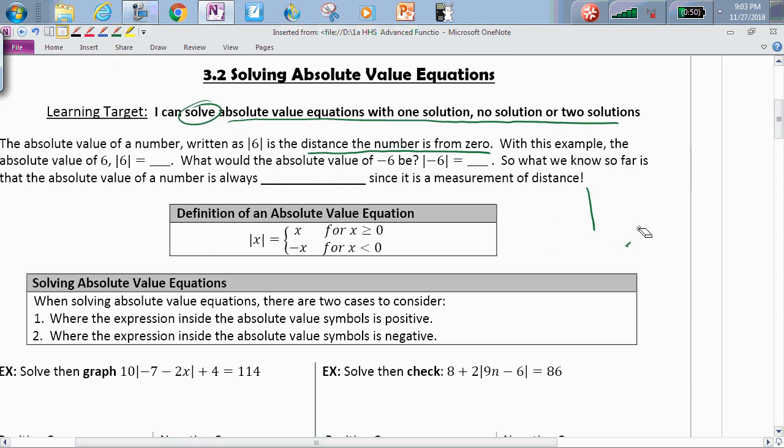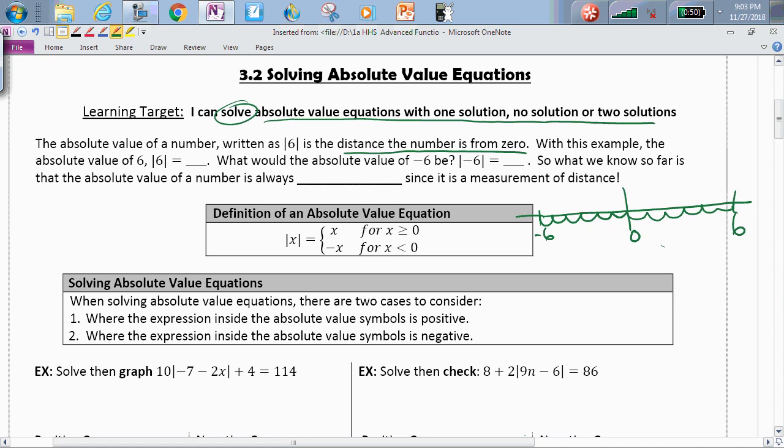6, then what number would be 6 places from 0? Obviously 1, 2, 3, 4, 5, 6. So 6 would be 6 places from 0. And also 1, 2, 3, 4, 5, 6. Negative 6 would be 6 places from 0. So when you think about this, we're talking about the distance from 0. There's going to always be two answers.